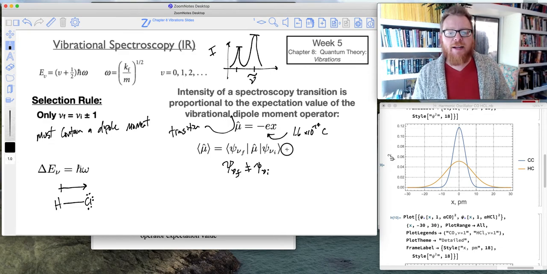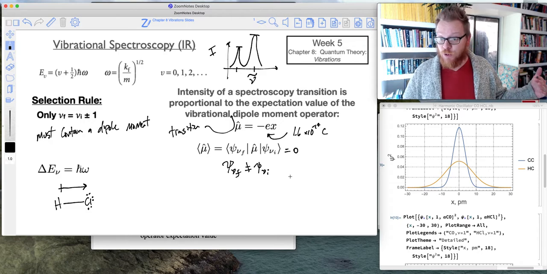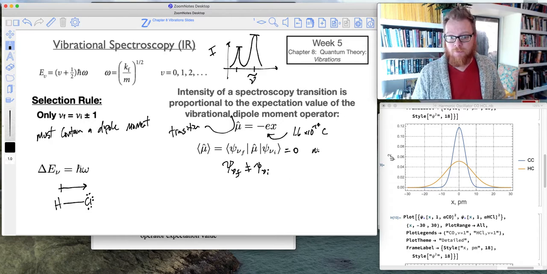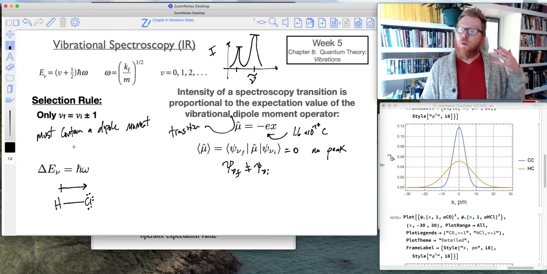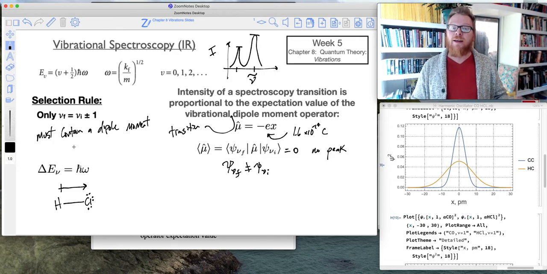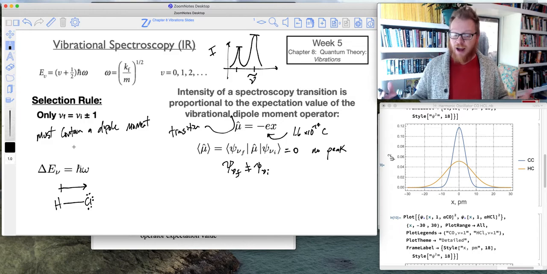When this expectation value is 0, no peak is observed in the spectrum. That's what you learned from organic chemistry: a molecule must contain a dipole moment to be infrared active, to have an IR spectrum.